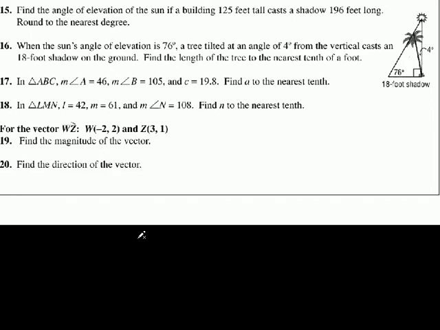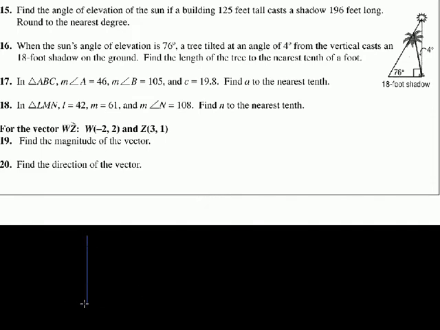Alright, let's continue with chapter 8, the retake. So I guess we're on number 15 now. It says, find the angle of elevation of the sun if a building is 125 feet tall and casts a shadow of 196. Okay, these building shadow ones are pretty easy if you understand what's going on.